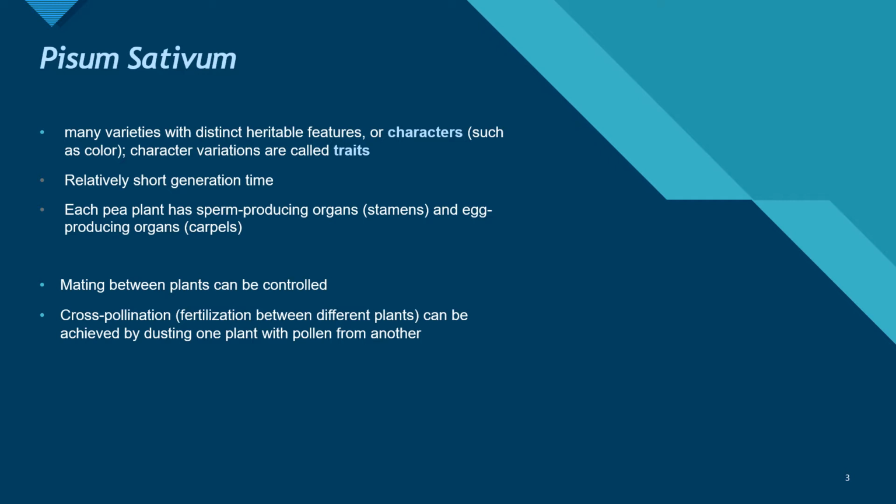So the mating between the plants was controlled, using cross-pollination, which is the fertilization between different plants. We'll learn a lot more about that in our plant unit, but essentially cross-pollination is when one plant fertilizes another plant, two different ones, and this can be achieved by dusting one plant with pollen from another. So that's essentially the setup of what Mendel did to get his experiment going.